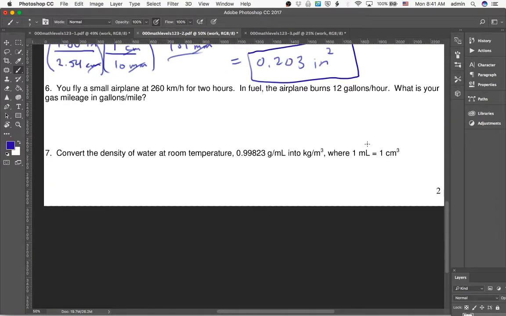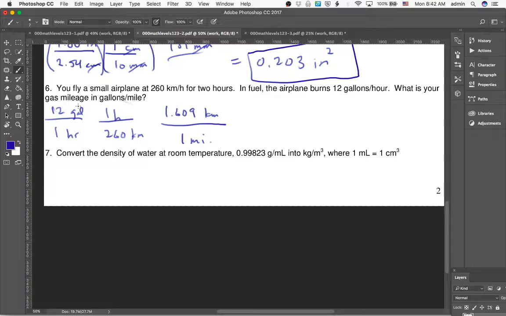All right, now fly a small airplane, blah, blah, blah. What is your gas mileage in gallons? So I want gallons per mile. Let's see, I have gallons up here, so I'll write that down. 12 gallons in 1 hour. I have to convert hours into miles. Oh, here it is, hours in kilometers. So 1 hour is 260 kilometers, and 1.609 kilometers, this will be given to you if it were an exam, is 1 mile.